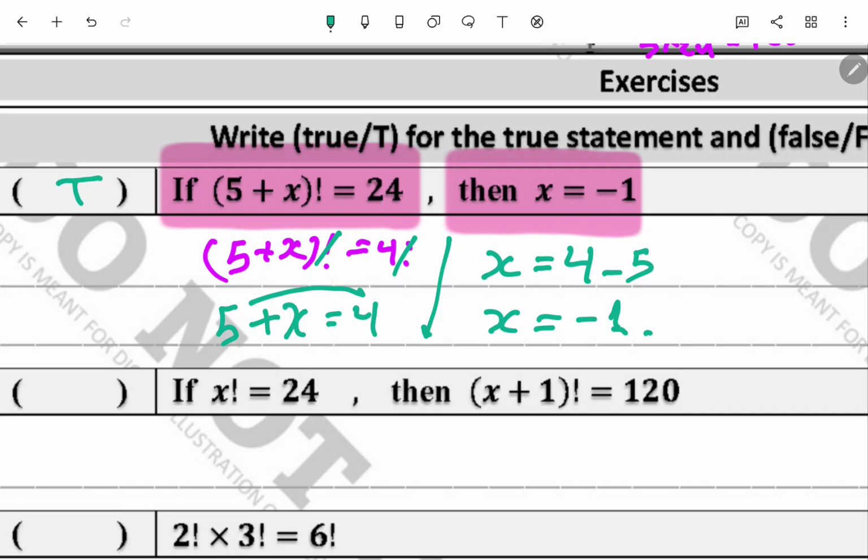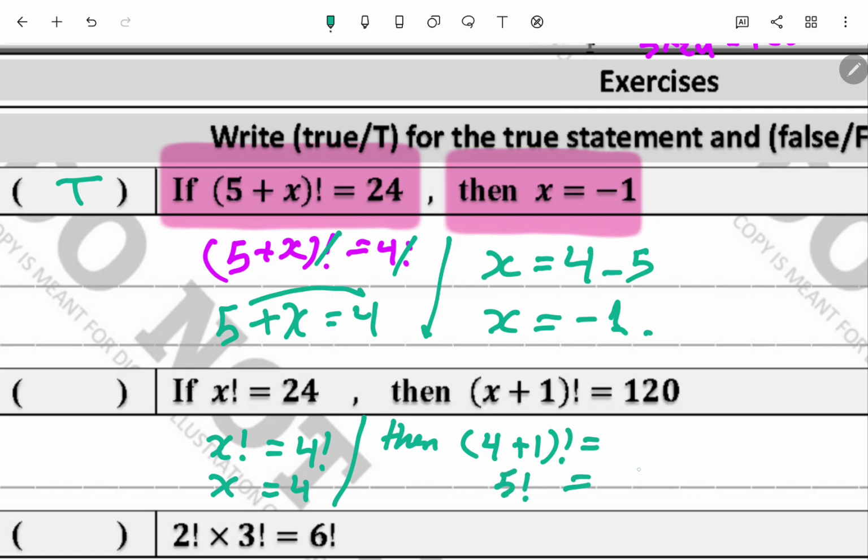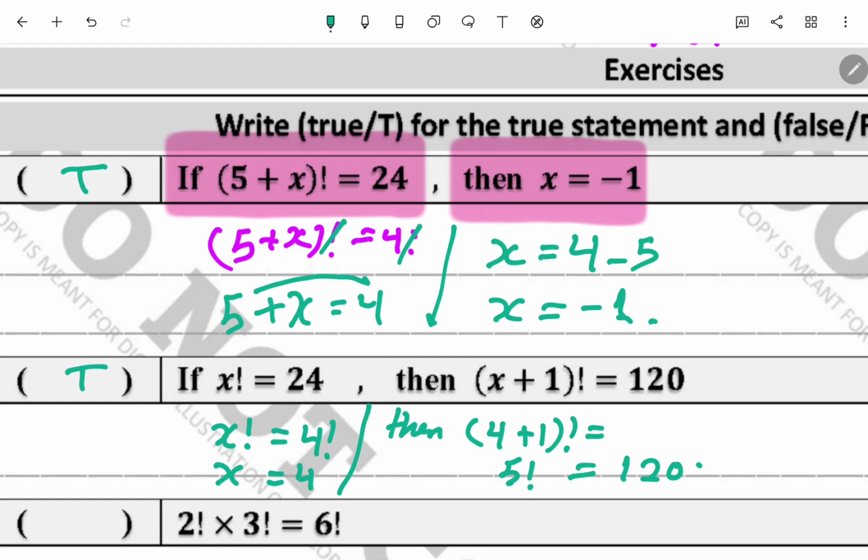In the second, do the same. Here, x factorial equals 4 factorial. Cancel the factorial from here and there, and that will give you x equals 4. Then you will replace x, so (4 plus 1) factorial will give you 5 factorial, and this will be 120 according to the factorials. And that will make it true also.